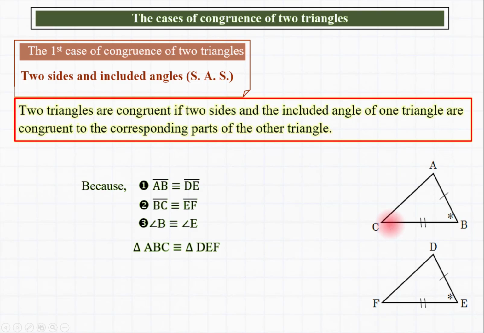Triangle ABC is congruent to triangle DEF because we have two sides and the included angle. We have AB and BC, and the included angle between these two sides is congruent to DE and EF and the included angle between them. Therefore, we can find the other three missing elements. Then the side AC will be congruent to DF, angle A will be congruent to angle D, and angle C will be congruent to angle F.